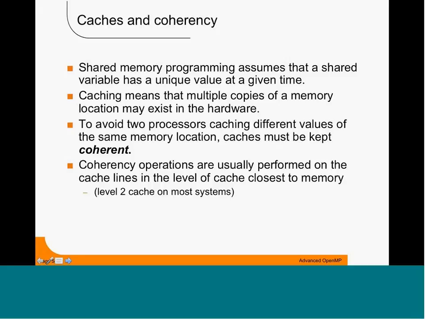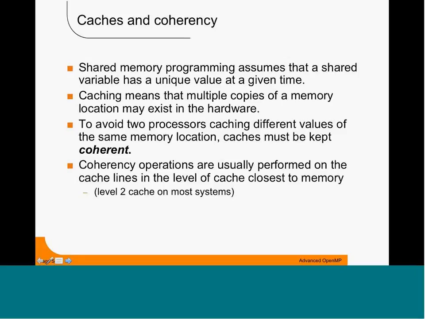Another thing is caches and coherence. The shared value has to be consistent at any given time, right? So you have an X, and let's say its value is 50. When accessing that value, it may have changed. If one thread is changing that value, it has to be updated in all other caches.